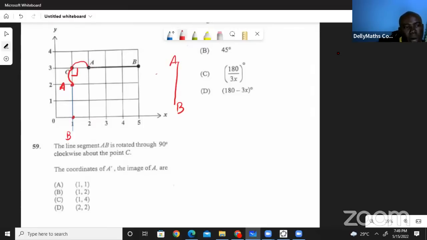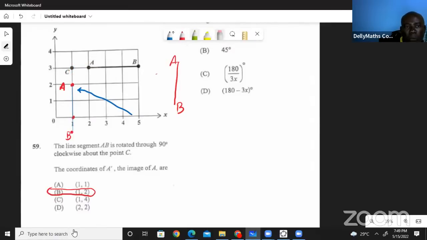What did they say though? They want the coordinate of A. So this is B down here, and they don't want the coordinate of B. They want the coordinate of A, and you're looking at it right in front of your eyes right there. So we're seeing a 1, 2. Definitely 1, 2 right here, because you're understanding the power of the rotation.